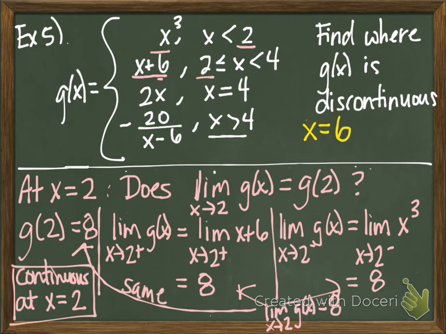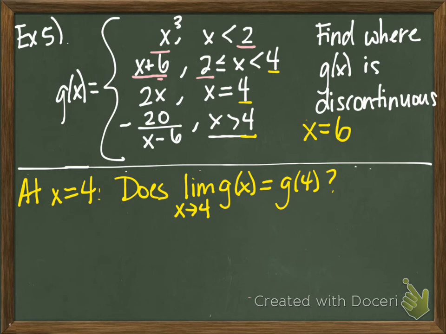Now we need to check another boundary spot. What's the next boundary spot where we piece things together? It's happening at 4. We're going to do the same three things now at x equal to 4. Let's start this time with the limit. Let's look at the limit as x approaches 4 from the right. If I'm coming in from the right, I have numbers that are slightly bigger than 4. It's going to put me on the bottom function, or that rational equation.